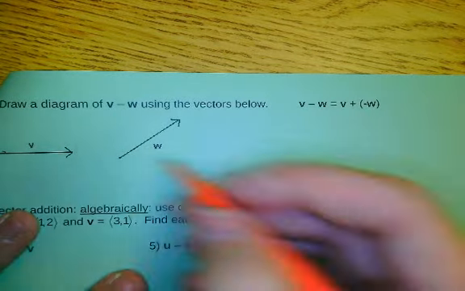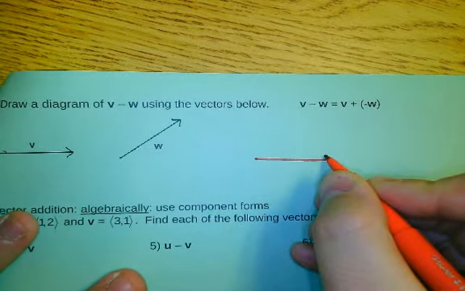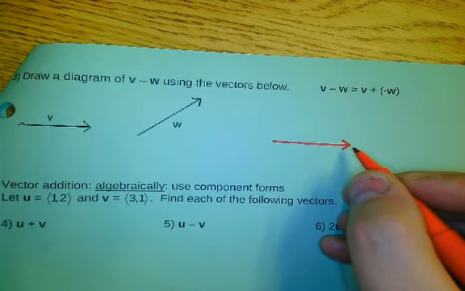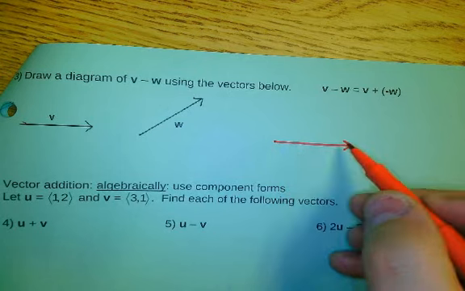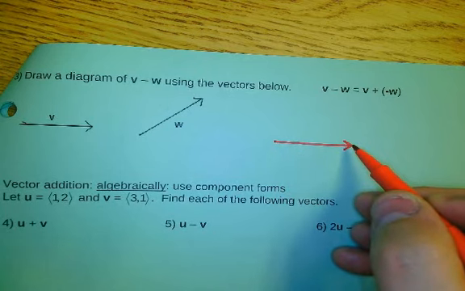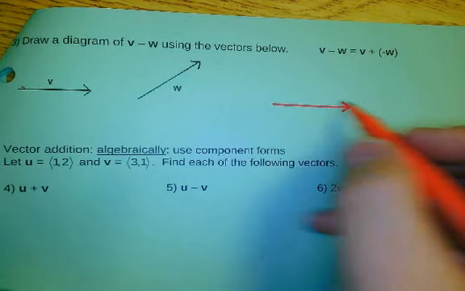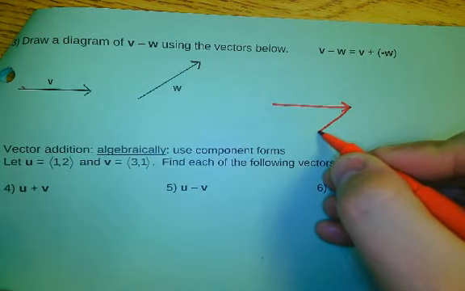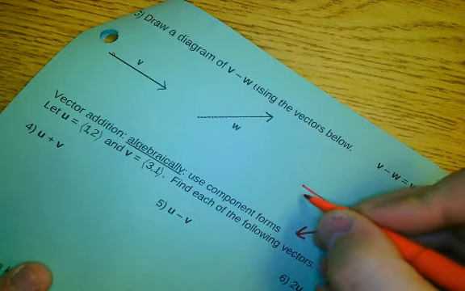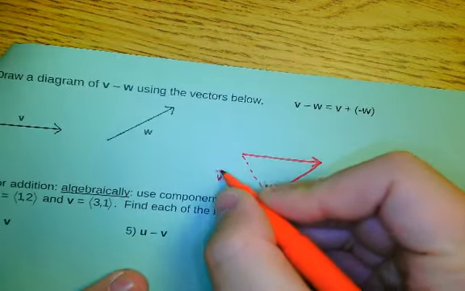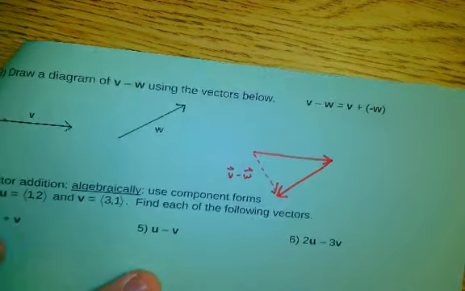So, we start with v. V is positive, so we're going to draw v. Well, we're starting with v, though. So v goes this way, and then w, instead of going up and to the right, goes down and to the left. Complete opposite direction. So, this would be v minus w.